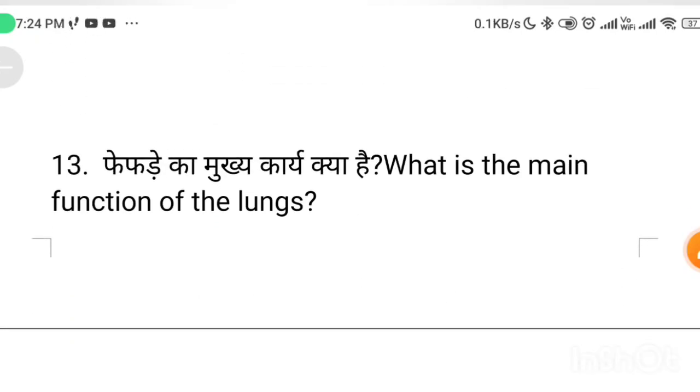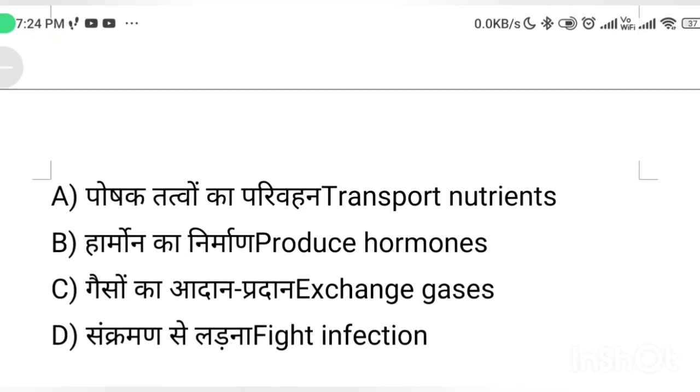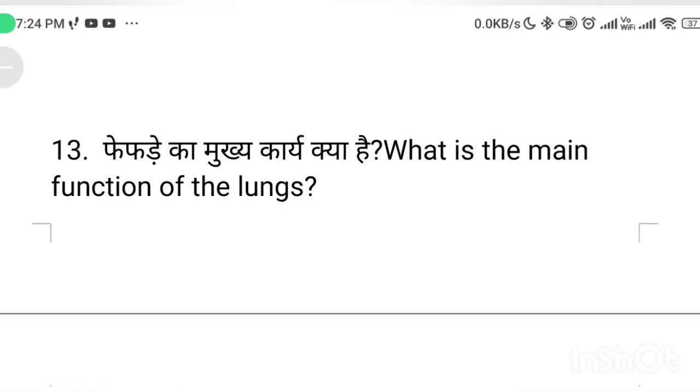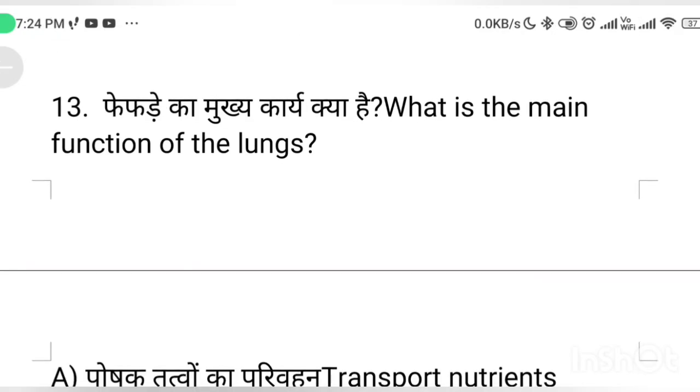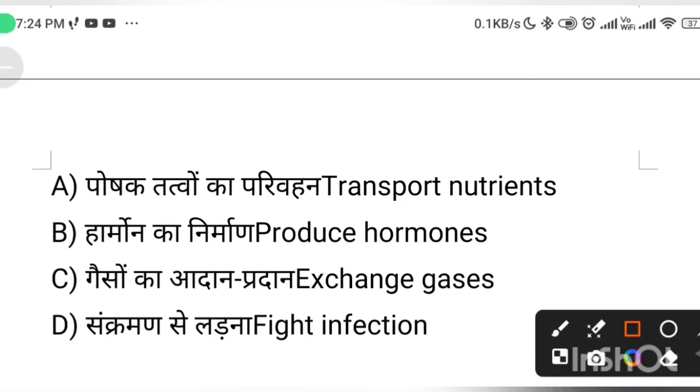Next question. What is the main function of the lungs? Option A, transport nutrients. Option B, produce hormones. Option C, exchange gases. Option D, fight infection. Correct answer is option C, exchange gases.